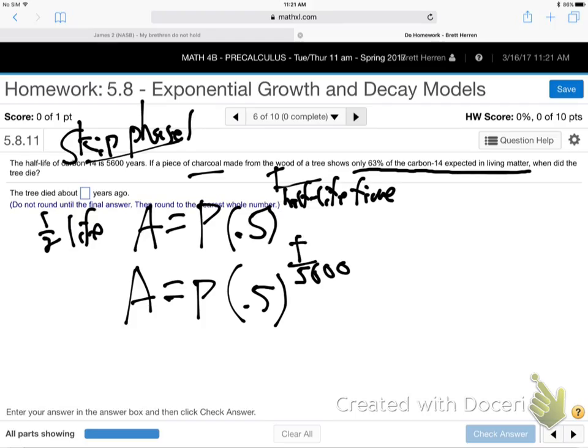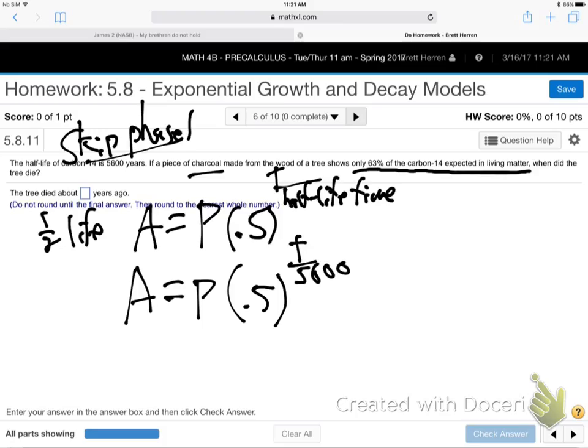Half of it goes away in 5,600 years. This is less than half of it has gone away. Right? It's still got more than half of its stuff. If it's carbon-14, it's got 63% still. So maybe it might be like 4,000 years old. You know, but it's not 5,600 or more, or it would be below 50% left, right? You with me? All right, so anyway, how do we find the exact age?